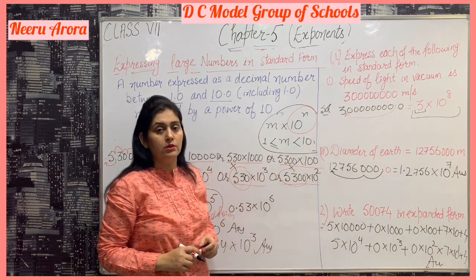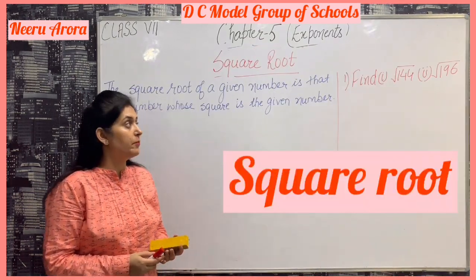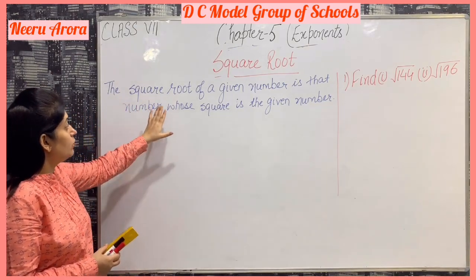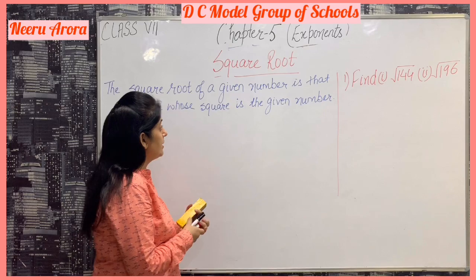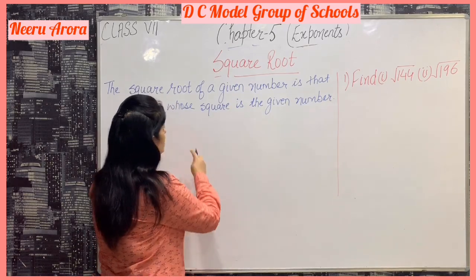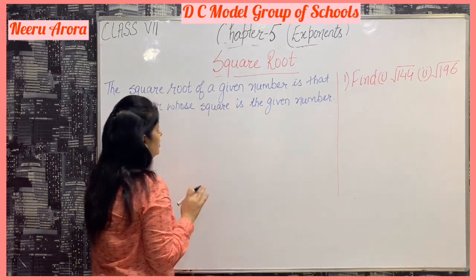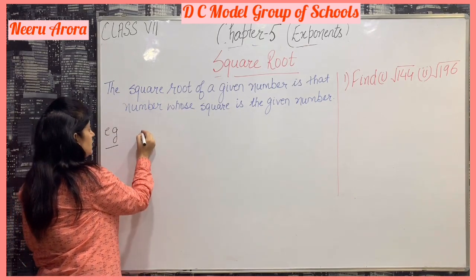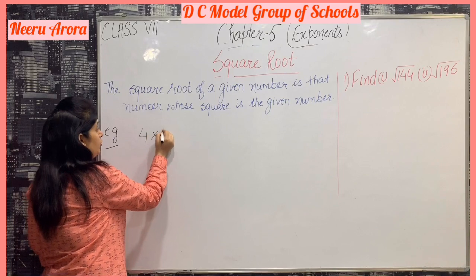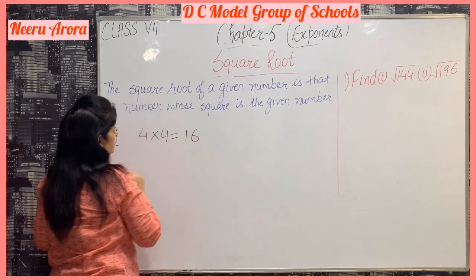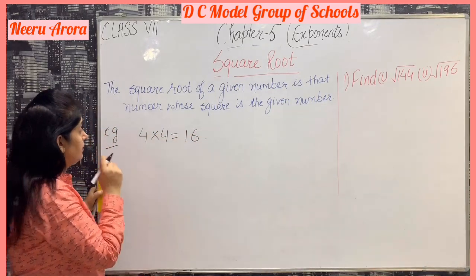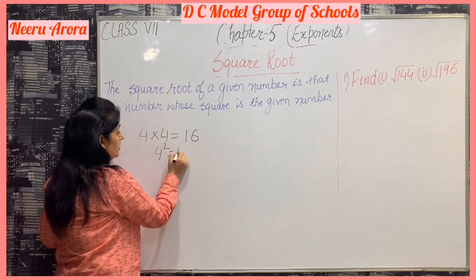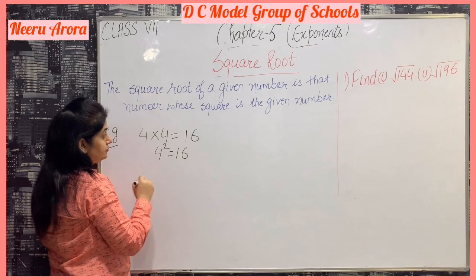Thank you. Let's discuss a new topic, square root. What is square root? The square root of a given number is that number whose square is the given number. Let's understand this by example. Suppose 4 into 4 is 16, which means 4 square is 16.